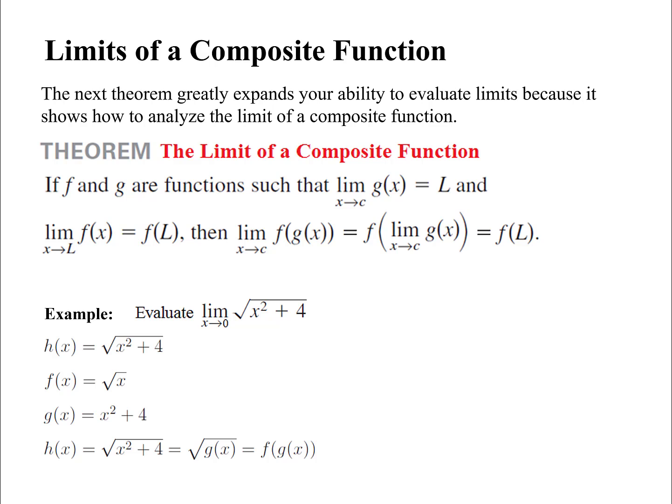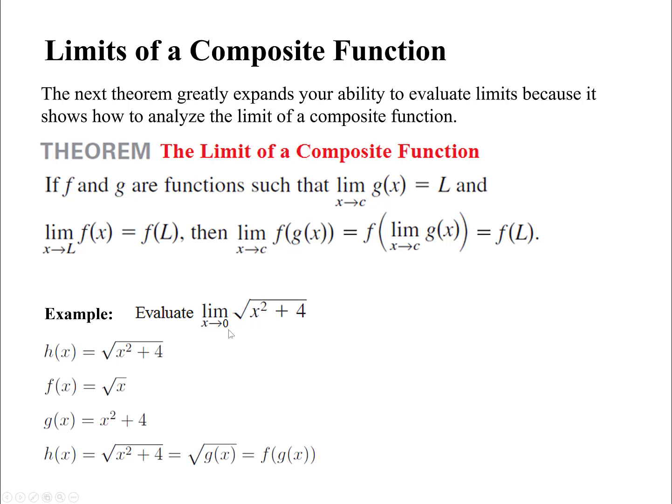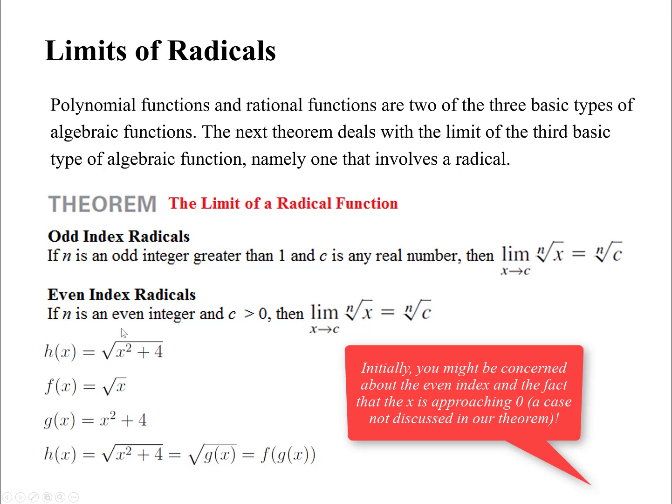Now, a much more complex theorem than this one, which is very nice. The next theorem greatly expands our ability to evaluate limits because it shows how to analyze the limit of a composite function. So first, before I discuss the theorem, let's look at the coming example. I want to evaluate the limit as x goes to 0 of the square root of x squared plus 4. Well, first off, there's a couple of issues here. 0 is not positive. This is an even index, and 0 is not positive. So by the prior theorem, we couldn't apply the prior theorem, if you were wondering, on two grounds.